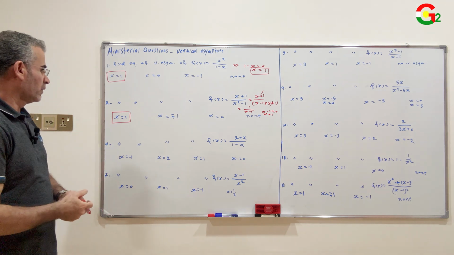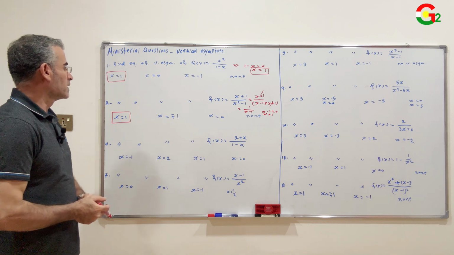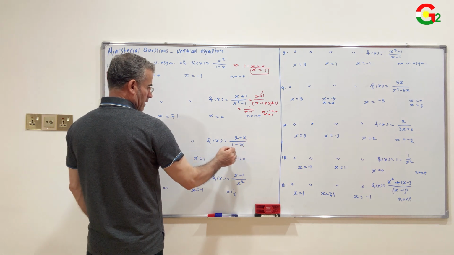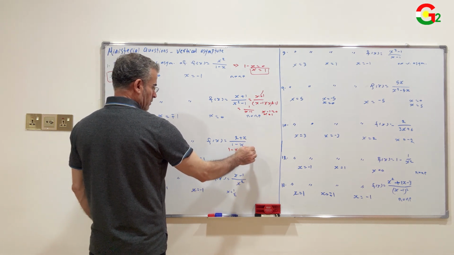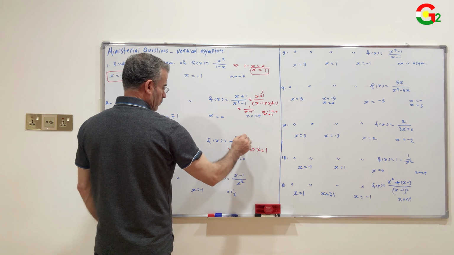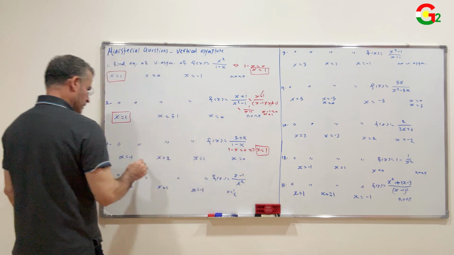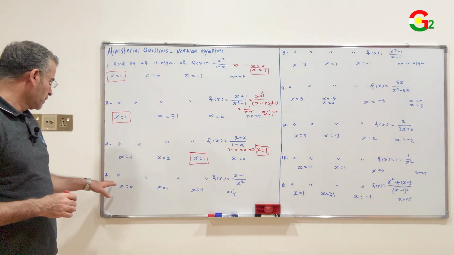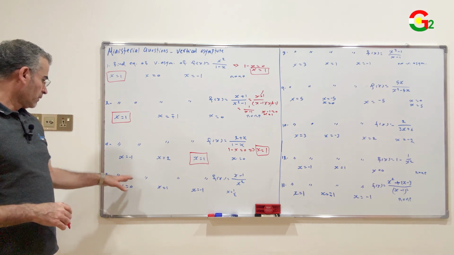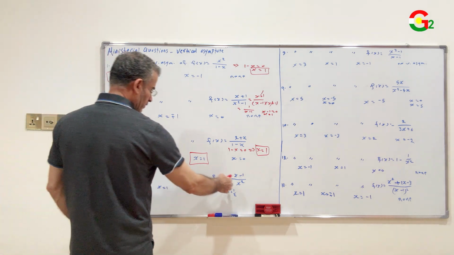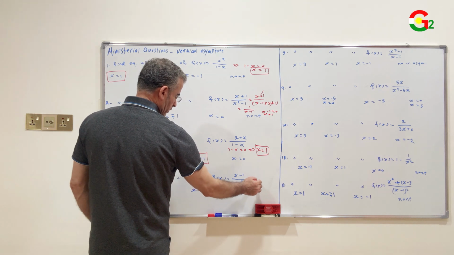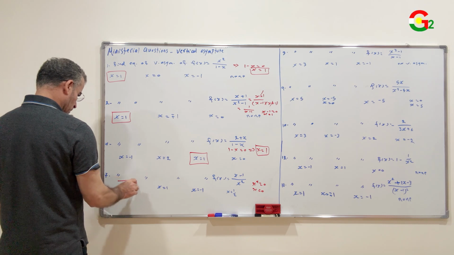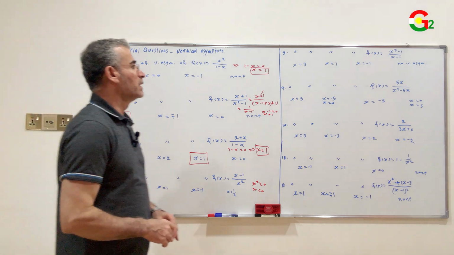Question number 4, find the equation of the vertical asymptote of this function. I'll set 1 minus x equal 0, then x equals 1. 1 does not make the numerator 0, then x equals 1 is the vertical asymptote, and the right choice is C. Number 7, find the equation of the vertical asymptote of this function. Set x power 2 equals 0, x equals 0, 0 does not make the numerator 0. The right choice is A.